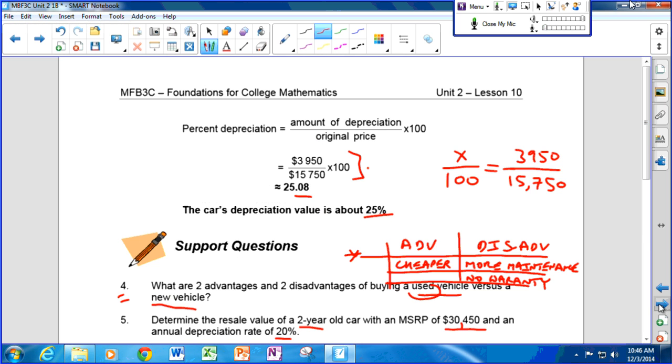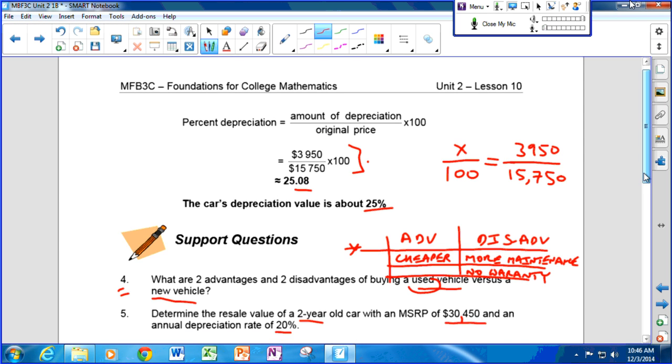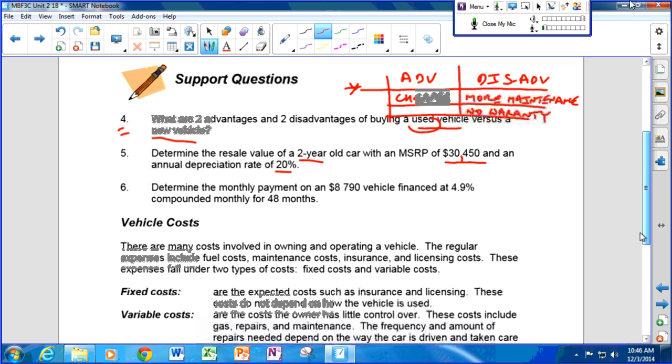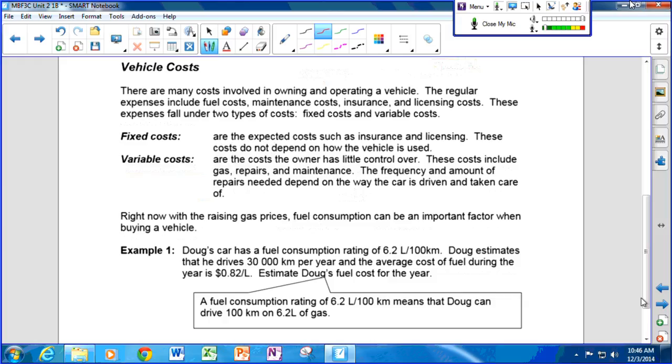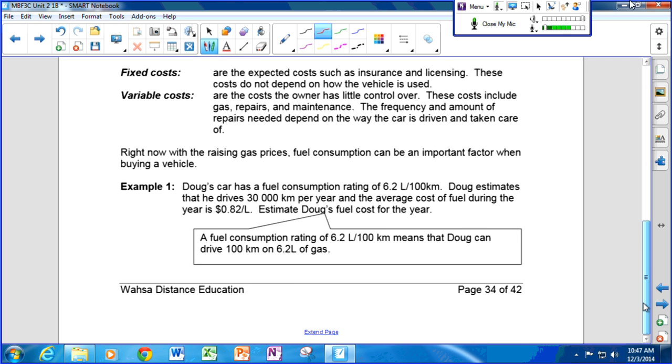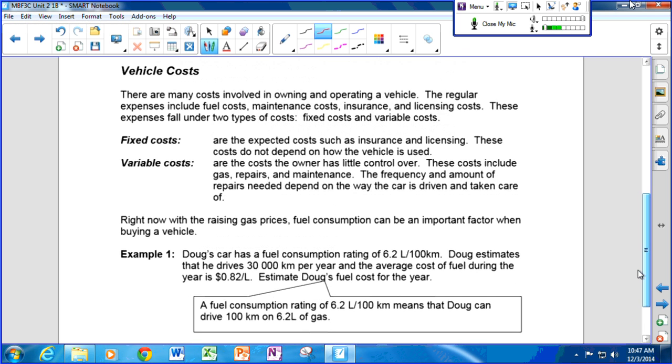Okay. All right. So let's just take a look now at vehicle costs, and there's a little bit more. We might actually have to pick that up. Well, I think we'll see. We'll do a few more examples for sure tomorrow. But let's take a look on page 34. So in addition to your monthly payments, when you're buying a vehicle, there's more stuff we have to consider.